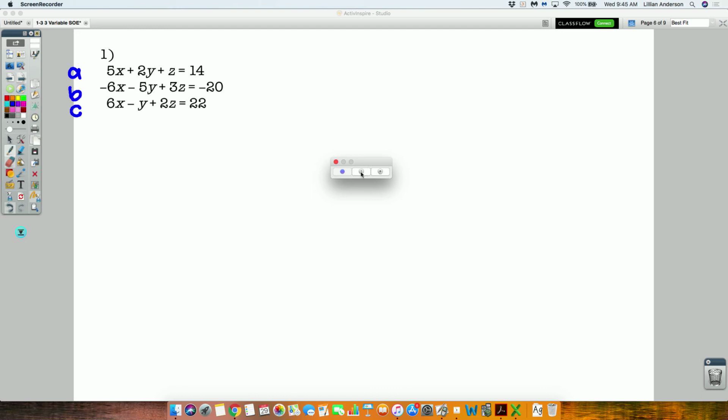My suggestion to you is I will always opt for the variable to eliminate that has 1 as its coefficient. That usually makes things a little bit easier because you can manipulate that one a lot easier. So, what variable do you want to eliminate? Y? I would say Y would be a good one to eliminate. So we're going to eliminate Y to start out with for step 1, and now we need 2 pairs of equations.